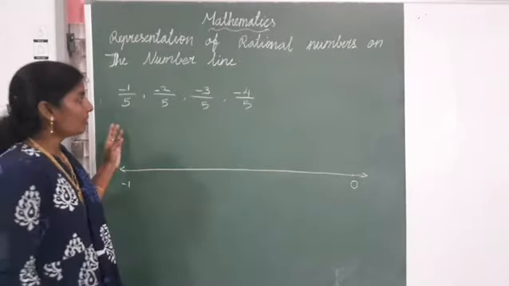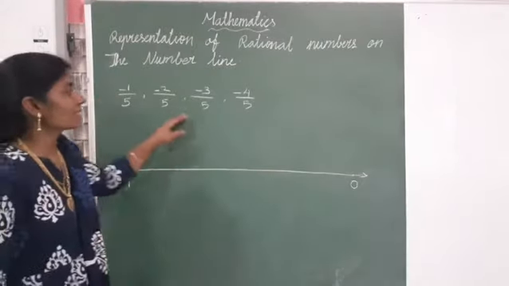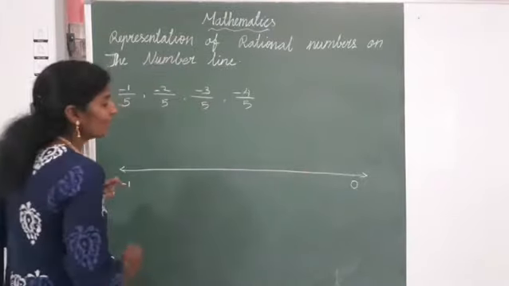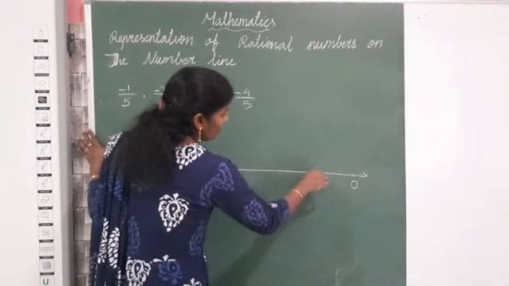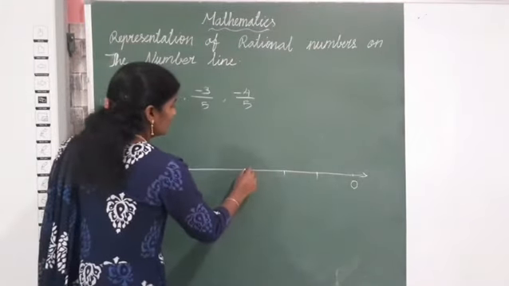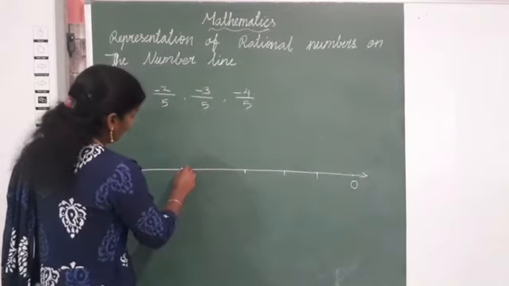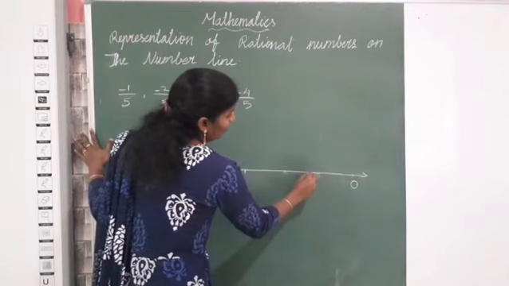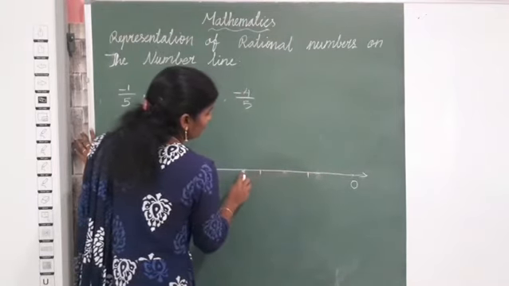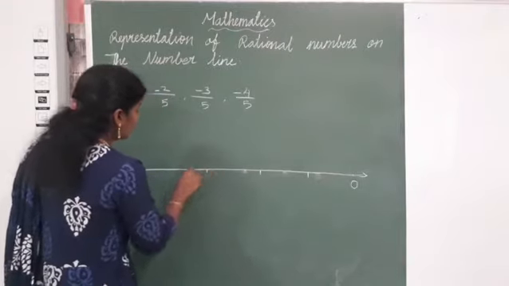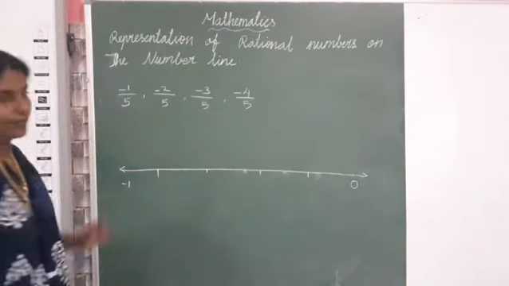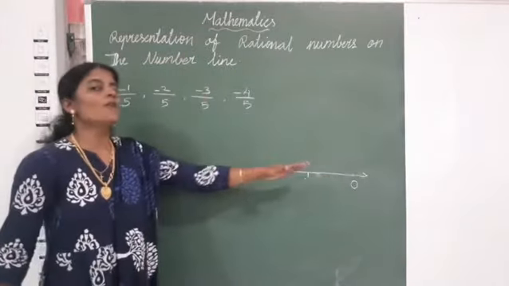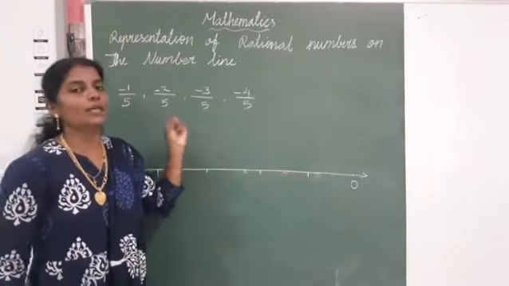Okay. So now we can write here, the denominator is 5. So we can divide 0 to minus 1 into 5 parts. 1, 2, 3, 4 and 5. 5 parts. Now we can divide it into 5 equal parts, because your denominator is 5.